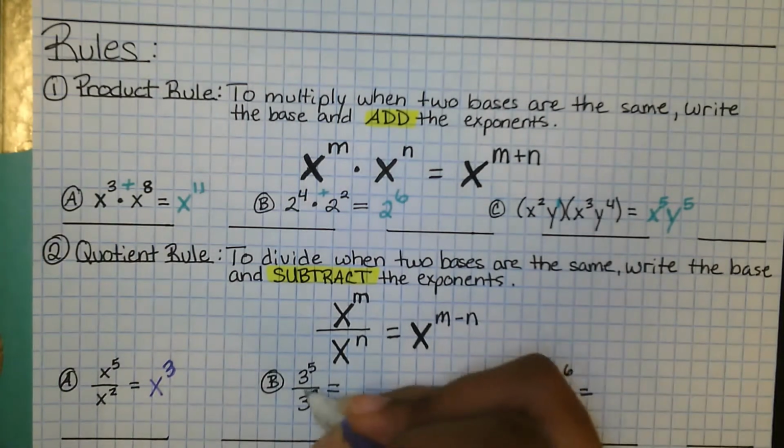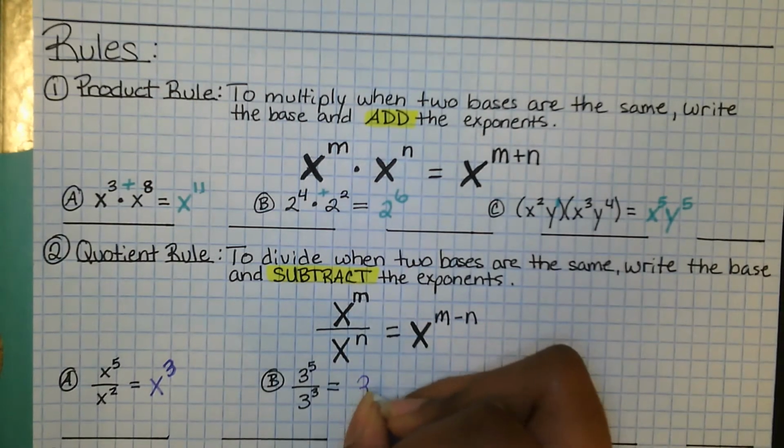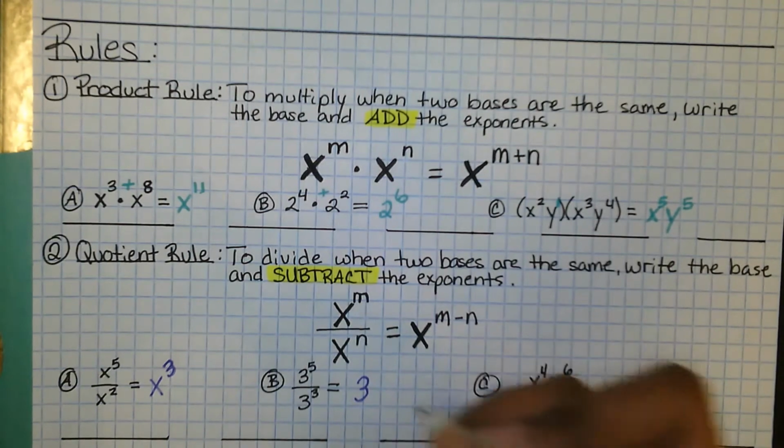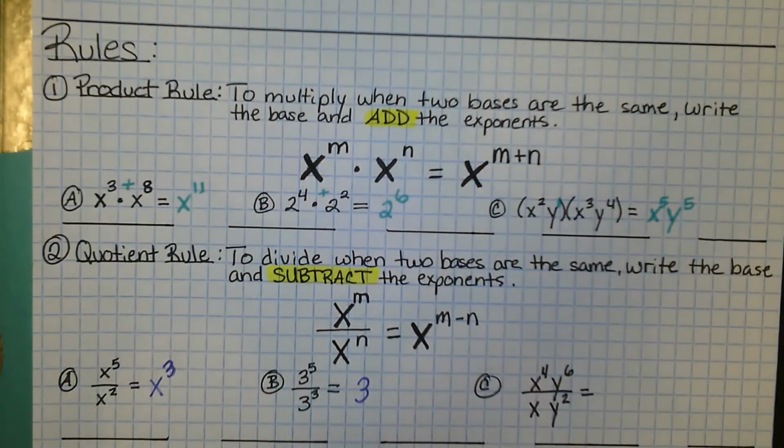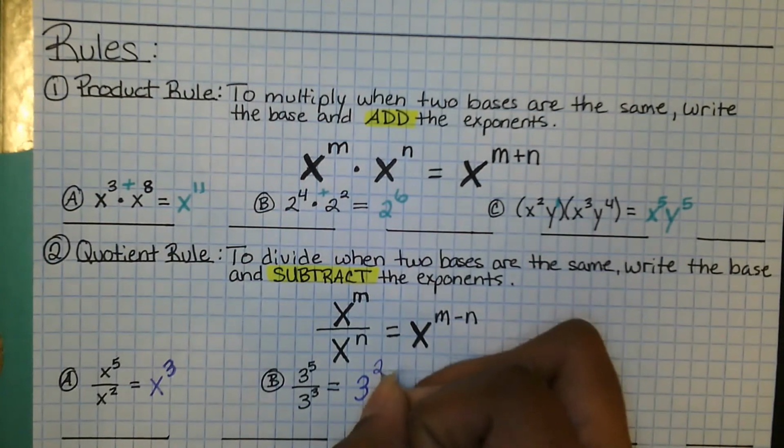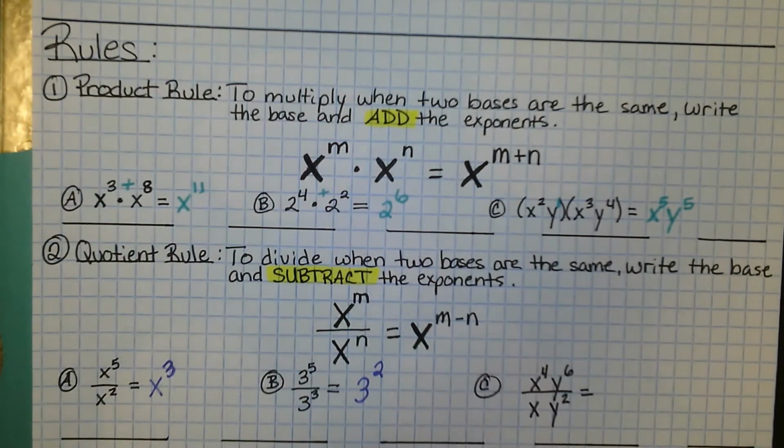Same here. They have the same base, so we're going to keep the base and subtract the exponents. 5 minus 3 leaves us with 2. So our answer is 3 squared.